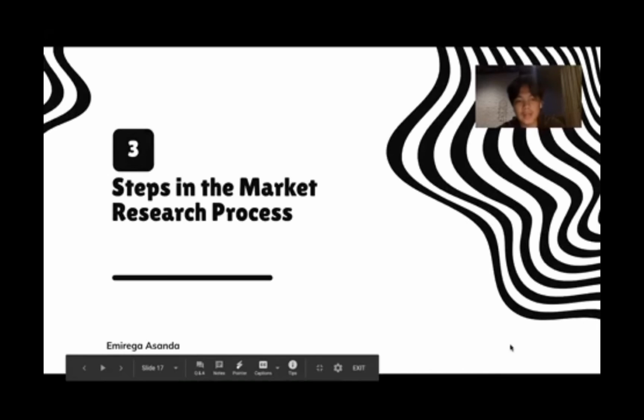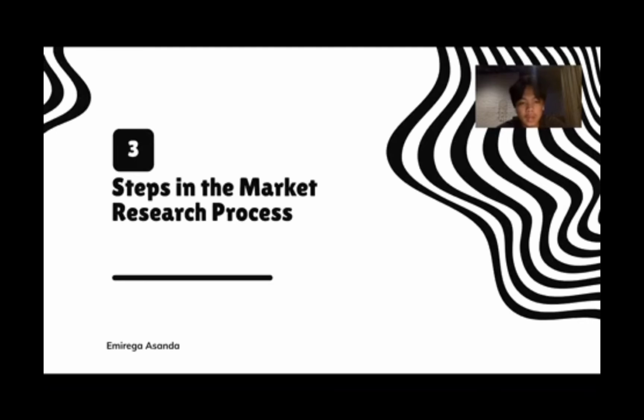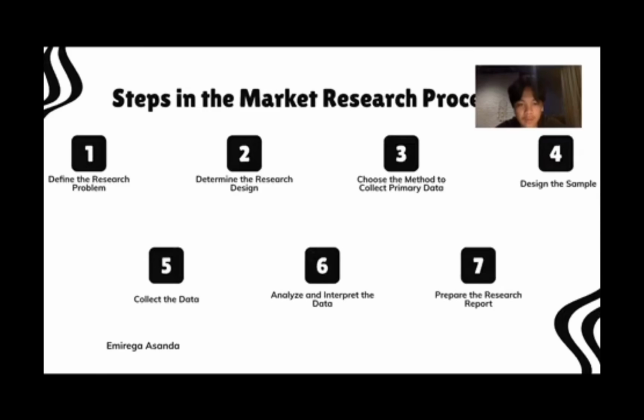Hello, my name is Amirega Sanda, and I'm going to present the third objective of this chapter, which is the steps in market research process. The market research process includes a series of steps that consist of define the research problem, determine the research design, choose the method to collect primary data, design the sample, collect the data, analyze and interpret the data, and prepare the research report. I'm going to list and explain the first two steps and key elements of it.